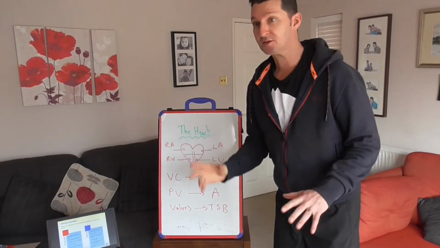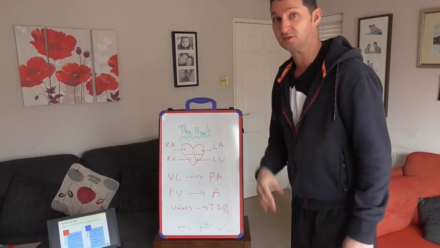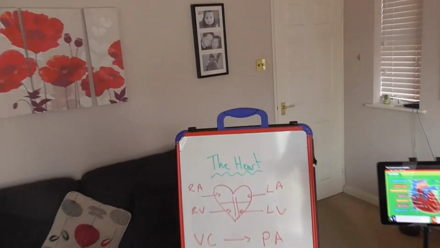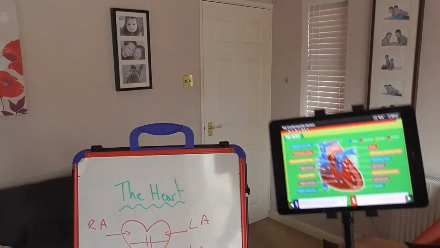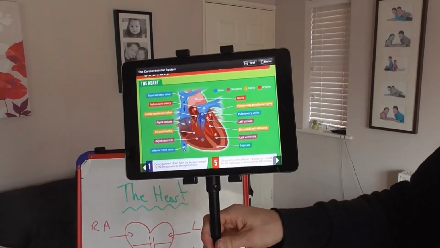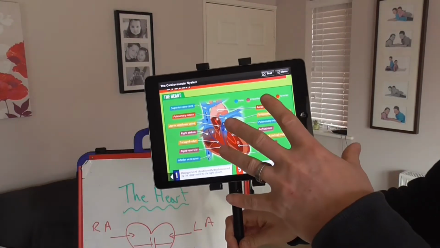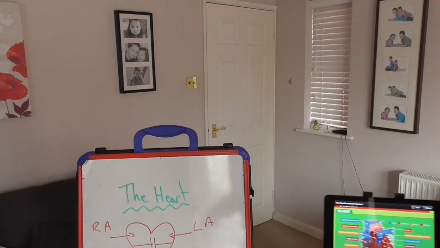So let's have a look at the heart. This is the easiest way to remember the heart. All I'm going to do is bring you right in so you can have a good look. Okay, so first of all, we've got the heart here. So there's your diagram of the heart. Looks quite complicated, doesn't it? Lots of stuff going on, lots of different things for you to remember. This is the easy way.